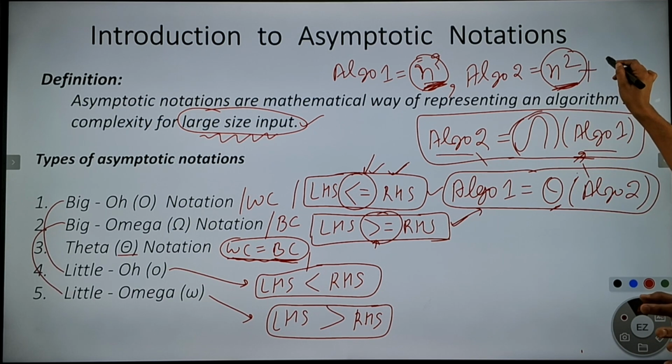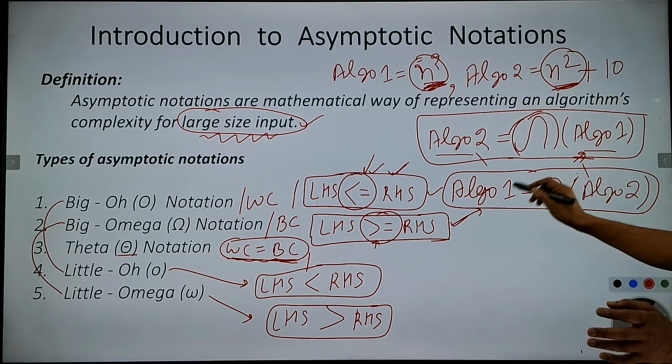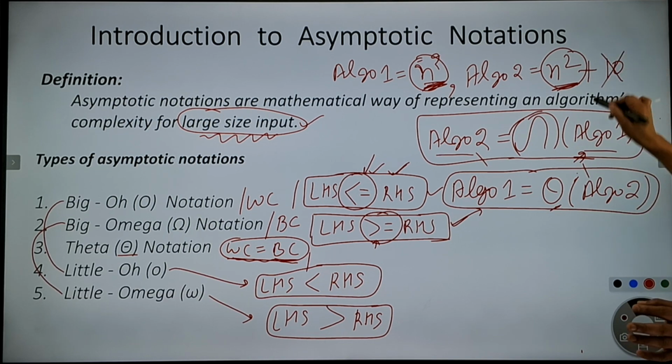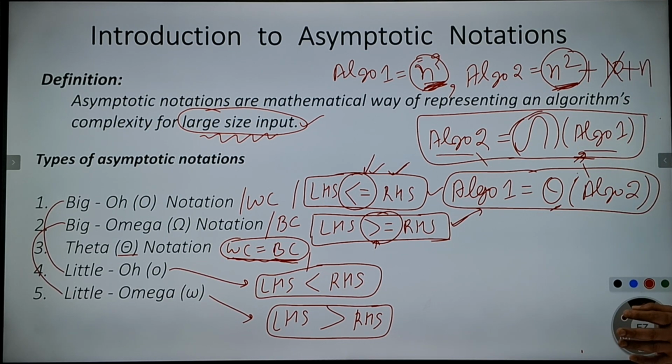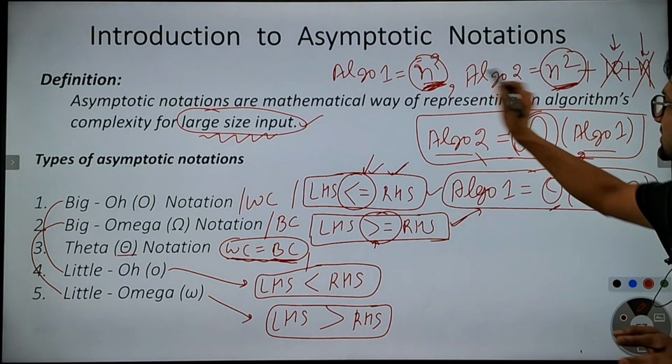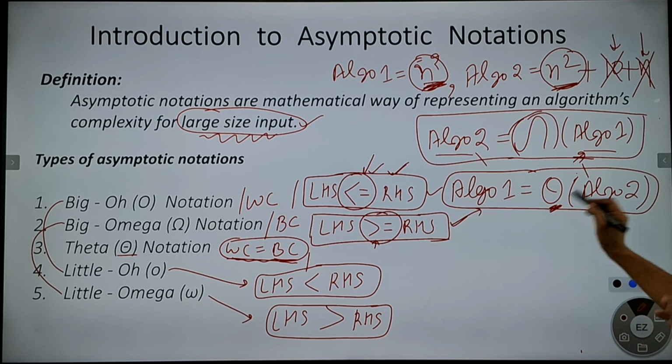Still this is the same. If I am writing plus 10, it can still be represented with the help of theta notation, because constants can be removed. Even if I am writing plus n, a lower order term, we can remove this also. So lower order terms and constants we can remove. After that, yes, these are matching, so we can represent it with theta notation.